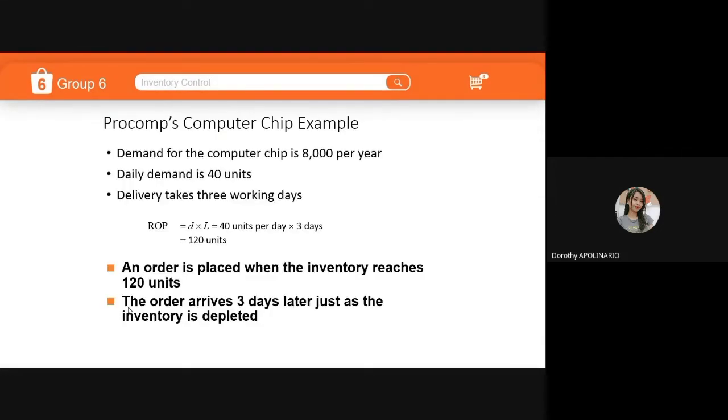For example, Procom's computer chip. The demand for its computer chip is 8,000 per year, the daily demand is 40 units, and the delivery takes 3 working days. In order to find the reorder point, we multiply the daily demand, which is 40 units, by the delivery time, which is 3 days, to get the reorder point of 120 units. An order is placed when the inventory reaches 120 units. And lastly, the order arrives 3 days later just as the inventory is depleted.